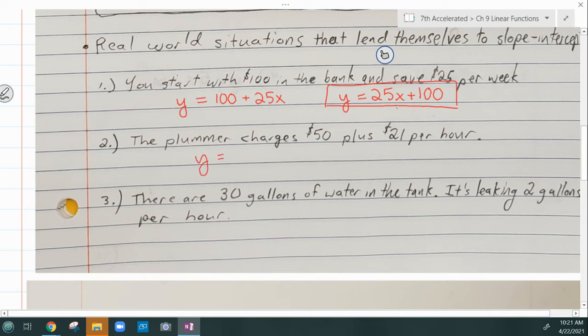And that total charge is going to equal, well, you have to pay $50 up front, and then you're constantly adding a certain amount per hour. So 21, and then we're going to multiply that by the number of hours. So the total cost Y depends on how many hours the plumber works.